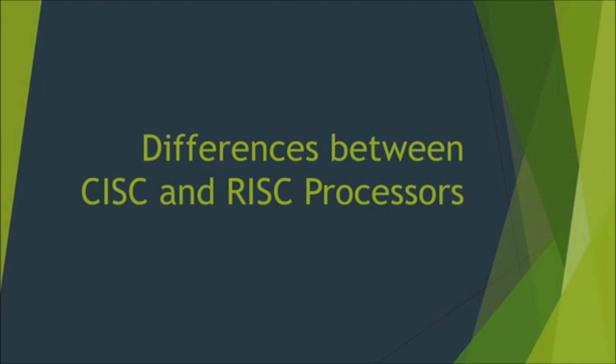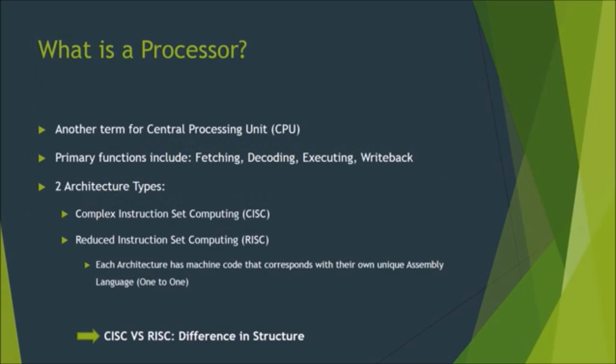In this presentation, we will be discussing some of the most prominent differences between the two common processor designs, complex instruction set computing, or CISC, and reduced instruction set computing, or RISC. A topic of much historical debate, these two designs differ vastly in structure, methods of execution, as well as usability. In order to understand the differences between CISC and RISC processors, we will cover the basics of what a processor is and what it does.